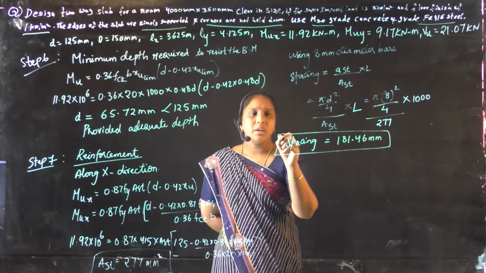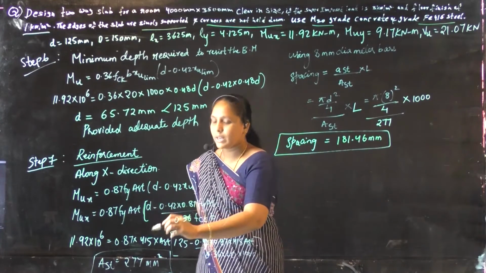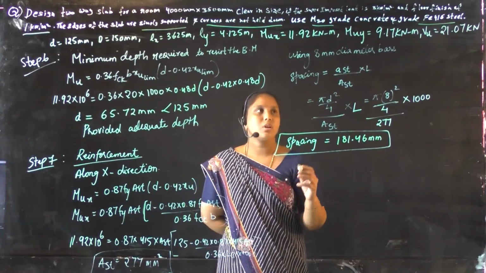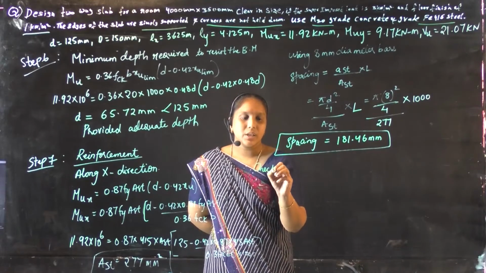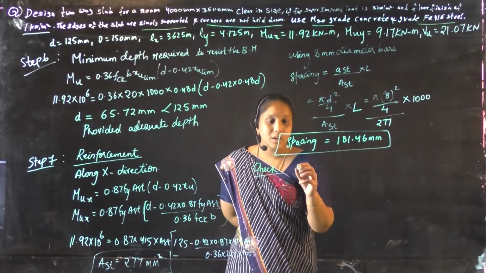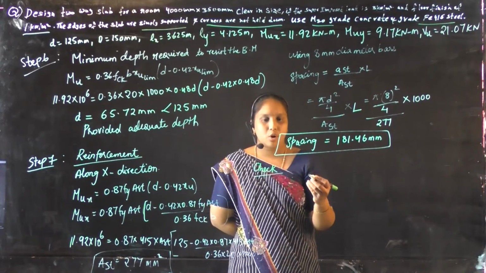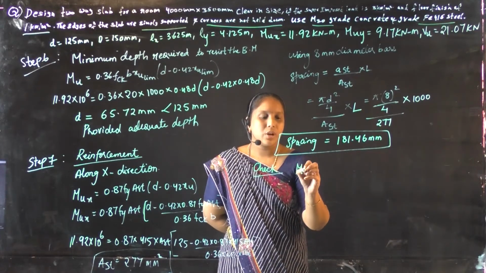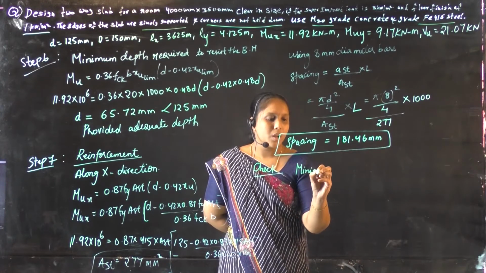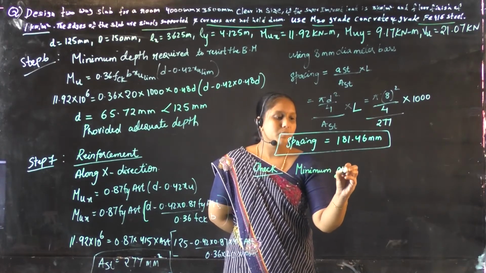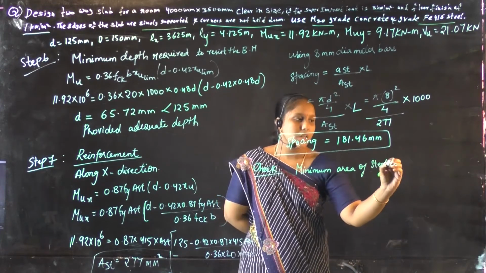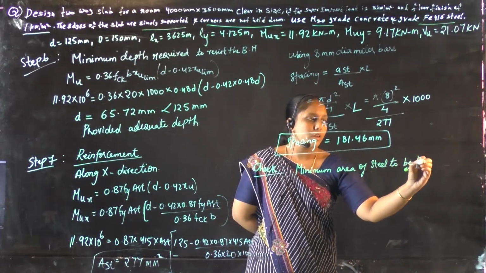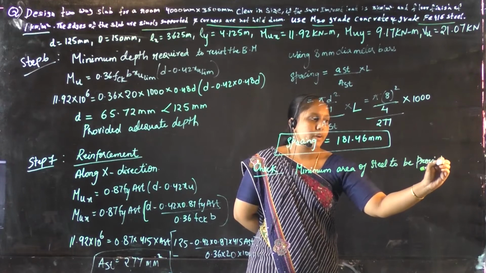So what have we calculated here? We have calculated the area of steel. Now what do we have to do? We have to check it. The check is whether we have provided the minimum area of steel or not. So let us check for the minimum area of steel to be provided.